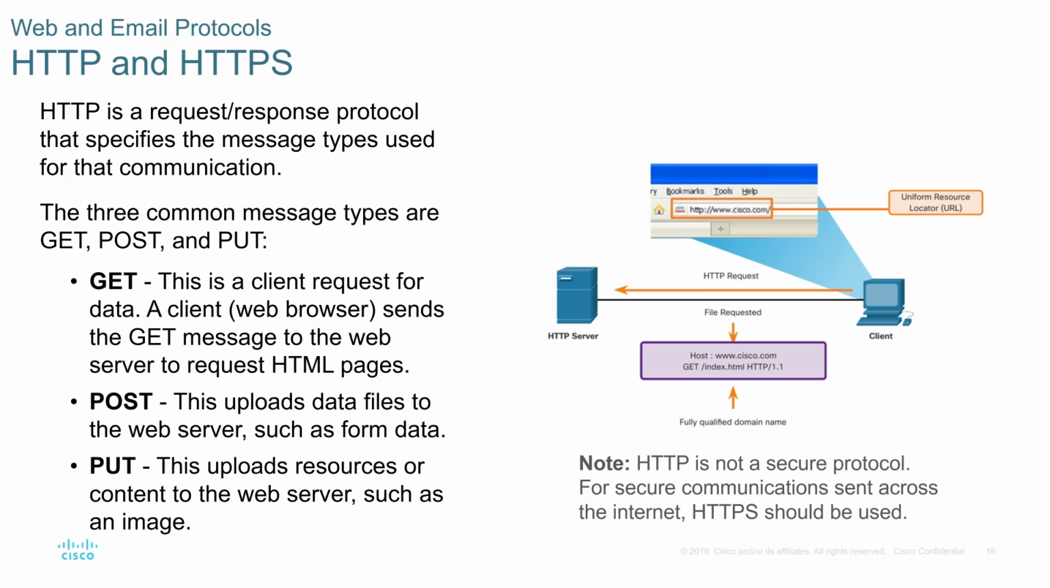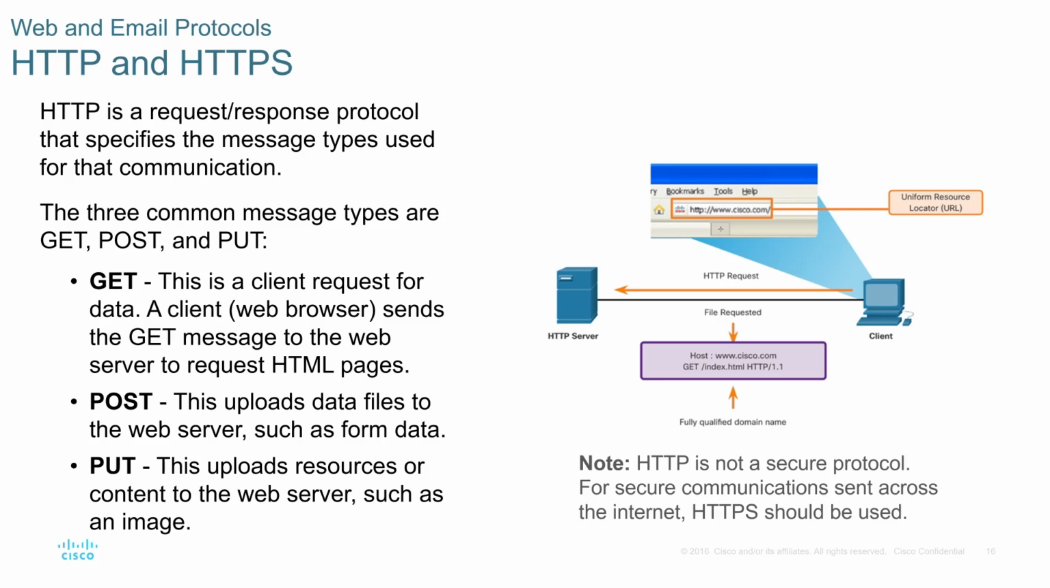HTTP versus HTTPS. HTTP is a request response protocol that specifies the message types used for that communication. The three most common message types are GET, POST, and PUT. GET, as we previously discussed, is a client request for data. A client, via a web browser, sends the GET message to the web server to request HTML pages.